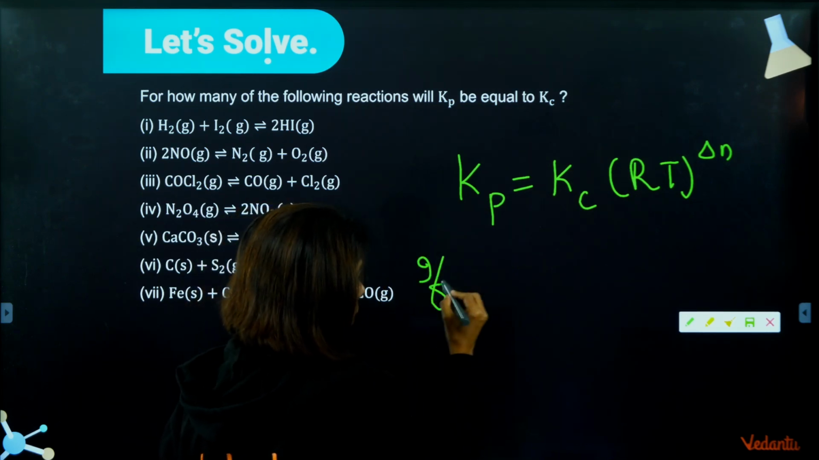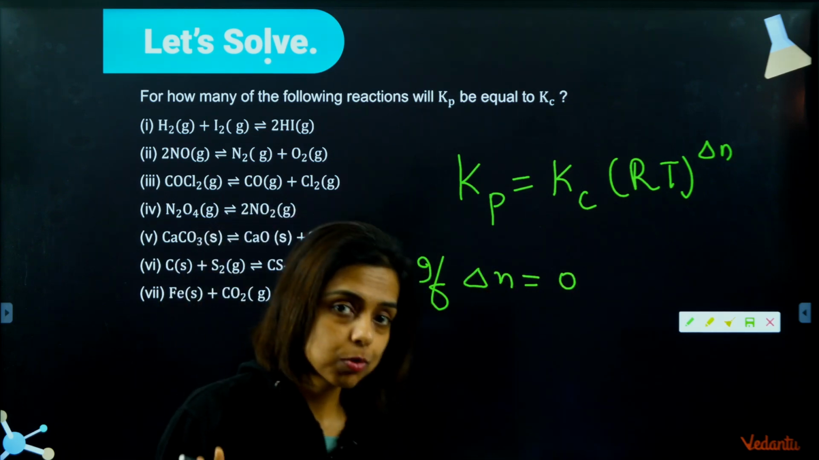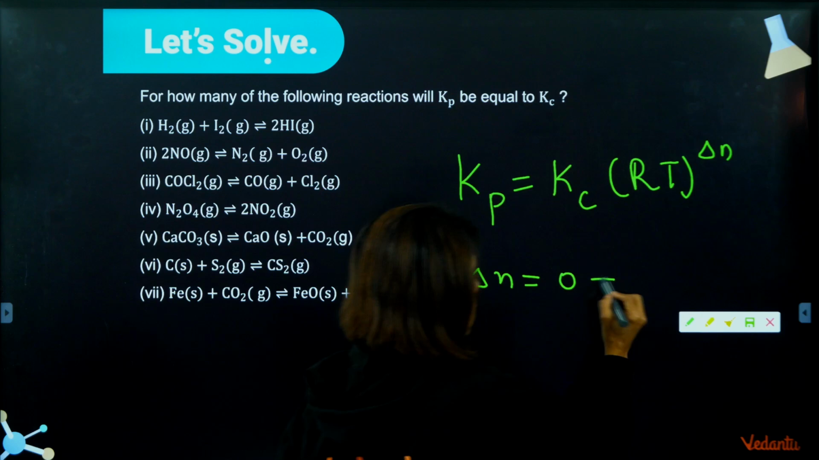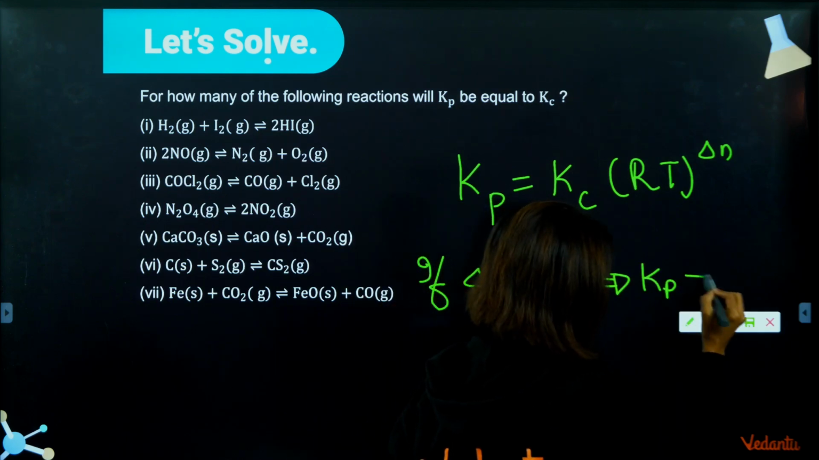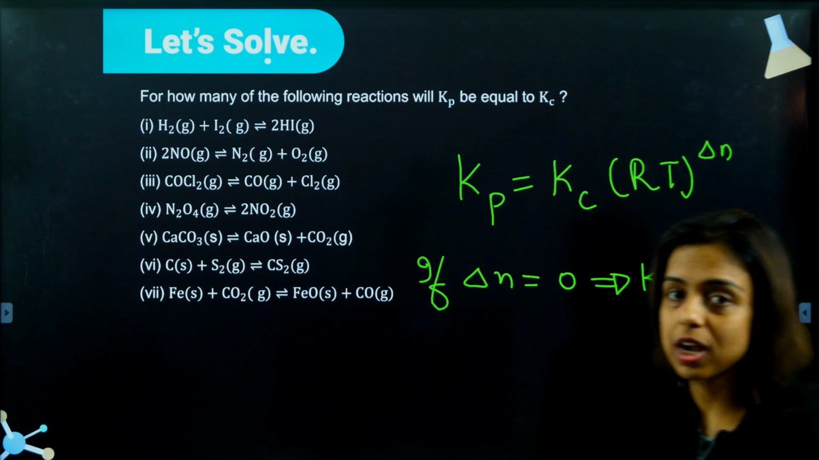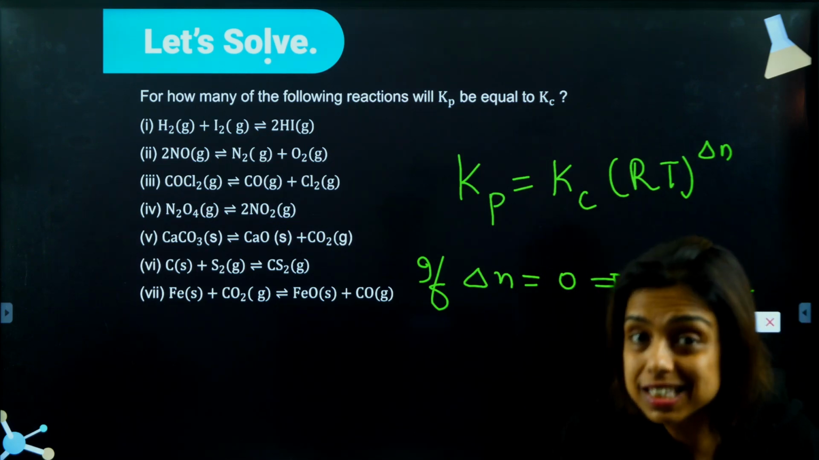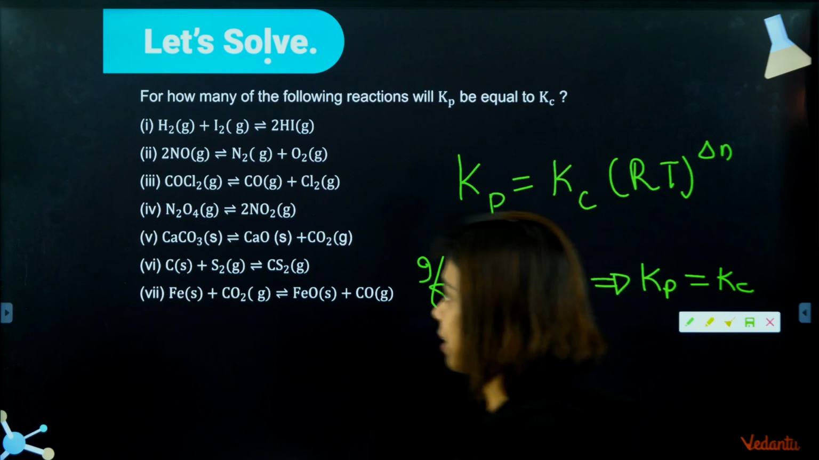So अगर delta N की value 0 आ जाए, मतलब reactant और product side gas के moles same हो, तो in that case आपका Kp और Kc बराबर हो जाएगा, right? तो हमें क्या देखना है? वो reaction को ढूंढना है जहां पर delta N 0 है. Reactant और product side जो gas के moles हैं वो same है. Let us quickly check out.